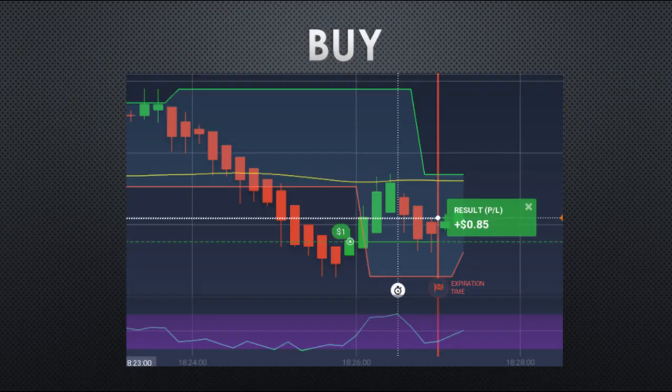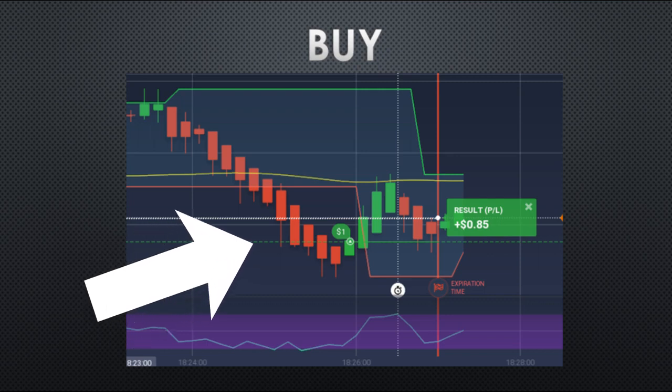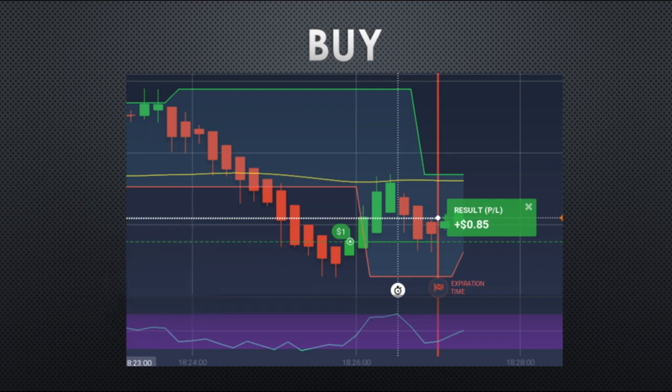To buy, the Williams' percent range indicator must indicate that the price is in the oversold zone. That is, the light blue lines must be touching the bottom of the purple rectangle, or even leaving it. At the same time, the candle must be below the moving average. When some red candles start to break out below the bands of the fractal chaos bands indicator, we make a 1 minute buy.